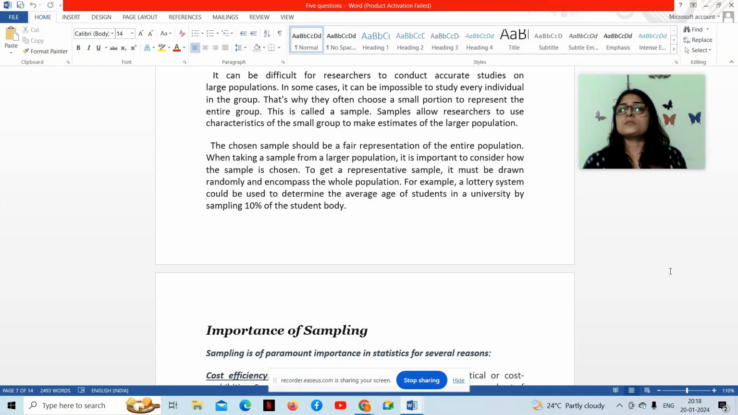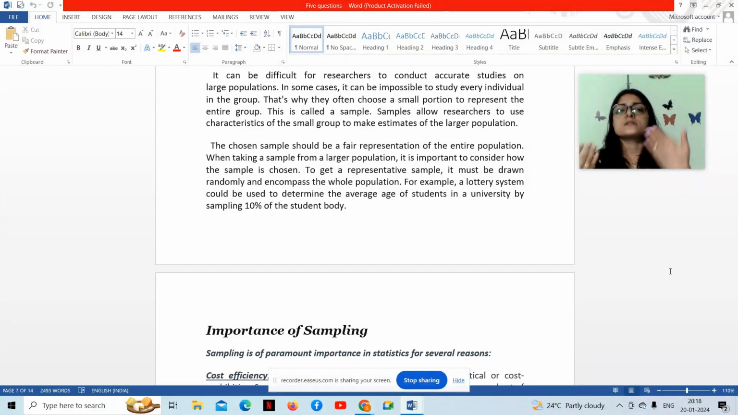And it is also impossible to study every individual from the group, right? That's why they often choose a small portion to represent the entire group. We are representing the entire group, as I have already given the example of college students. Okay.